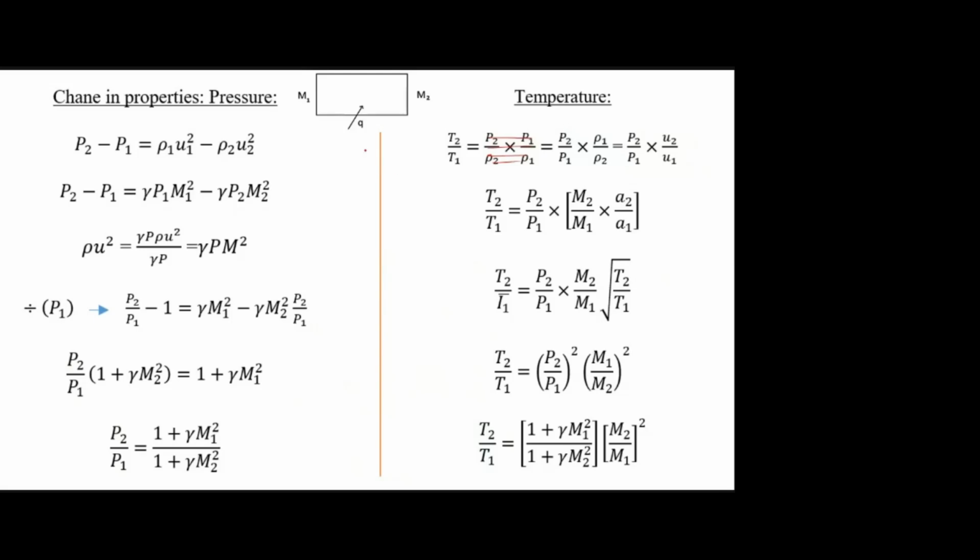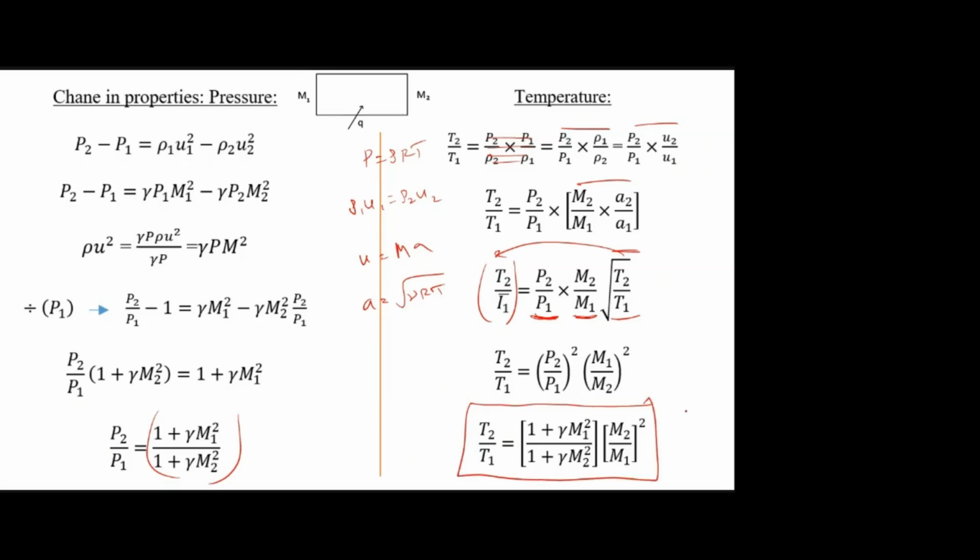So first using p is equal to rho RT, this term. Then using rho 1 u1 is equal to rho 2 u2, this term. Then u is equal to Ma, so this term. Again a is equal to root of gamma RT, so this one. Now you see T2 by T1 in terms of p2 by p1, M2, M1, T2 by T1. Okay, I can take this T2 by T1 this side, and I know p2 by p1 in terms of M1, M2. Here already M1, M2 is there. Rearrange, you will get this equation. Is that clear?